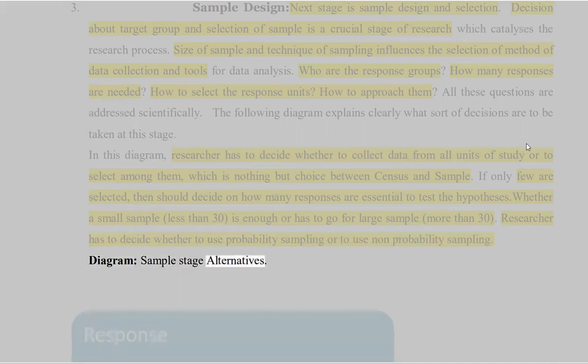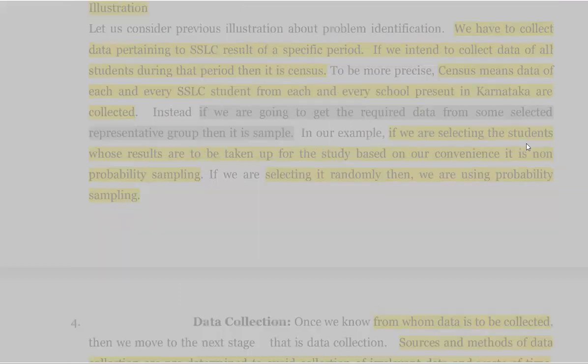Diagram: sample stage alternatives. Illustration: let us consider the previous illustration about problem identification. We have to collect data pertaining to SSLC results of a specific period. If we intend to collect data of all students during that period, then it is a census. To be more precise, a census means data of each and every SSLC student from each and every school present in Karnataka are collected. Instead, if we are going to get the required data from some selected representative group, then it is a sample.